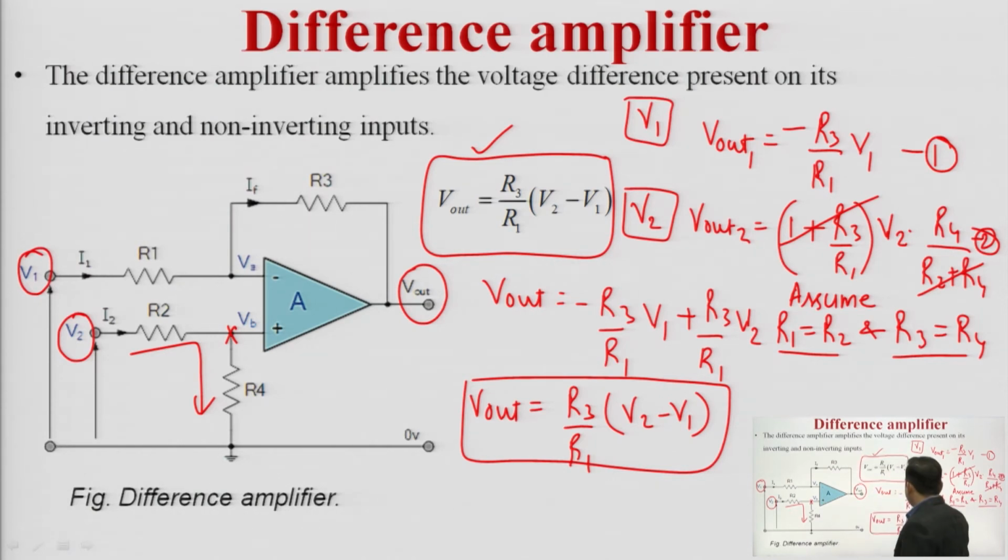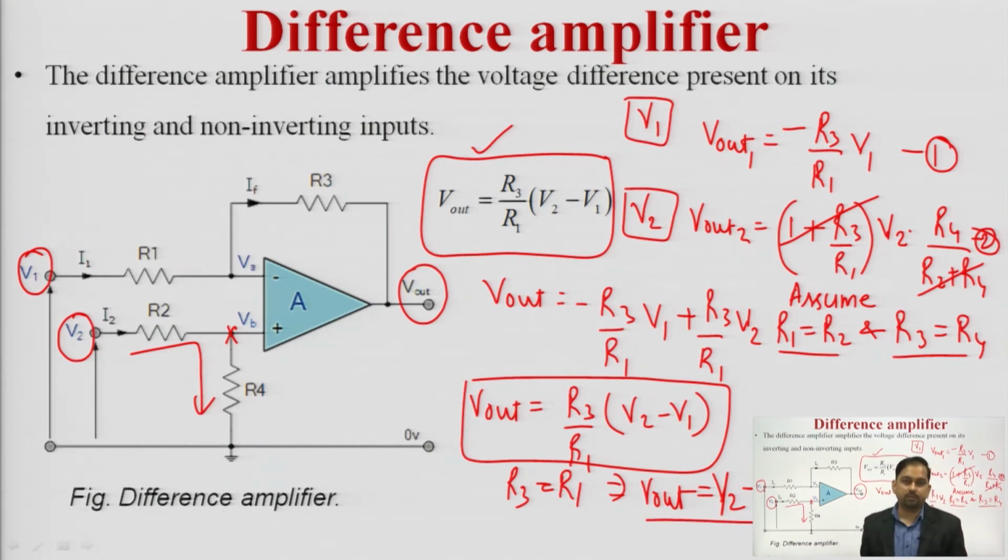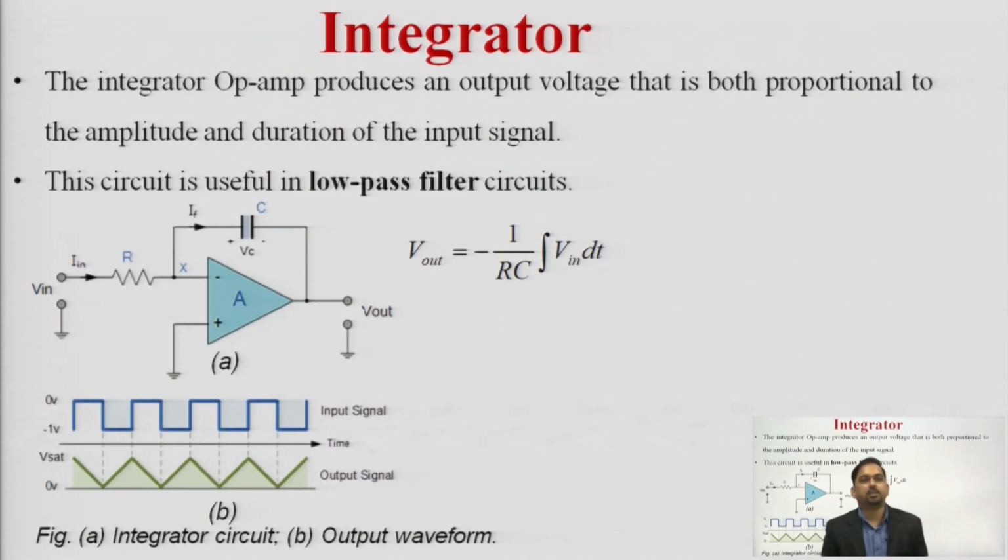Now if we further consider that R3 and R1 are equal, then we will be having V out equals V2 minus V1. So we are achieving an output voltage which is in the form of the difference of the input voltages. That's why this circuit is known as the difference amplifier circuit. After this difference amplifier circuit, we have the integrator circuit.